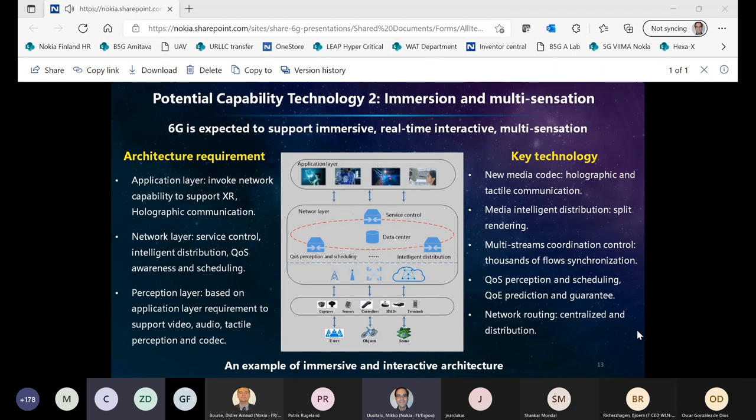This is an example of immersive and interactive network architecture. It will have three layers, including application layer, network layer, and perception layer. Through new media codec, media intelligent distribution, multi-stream control, QoS perception, and also network routing, it implements the immersive and interactive services.